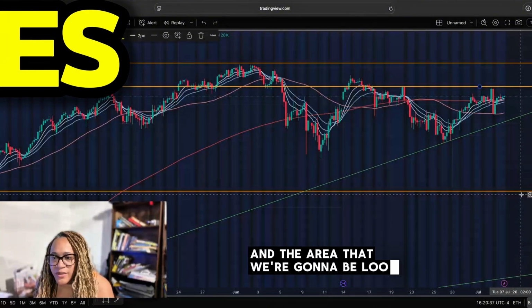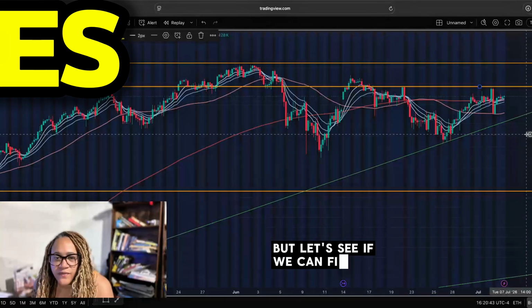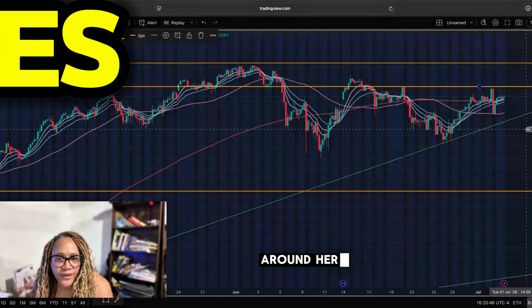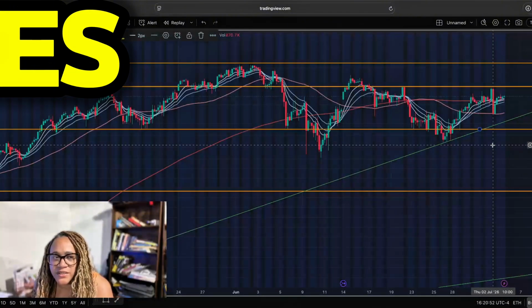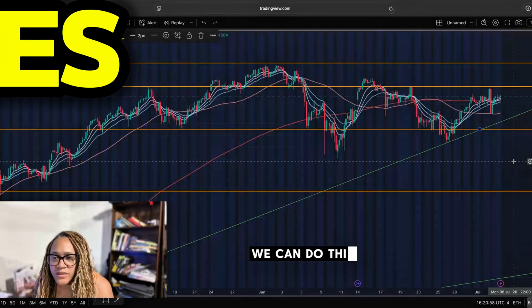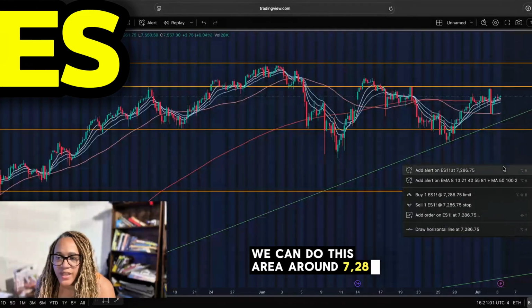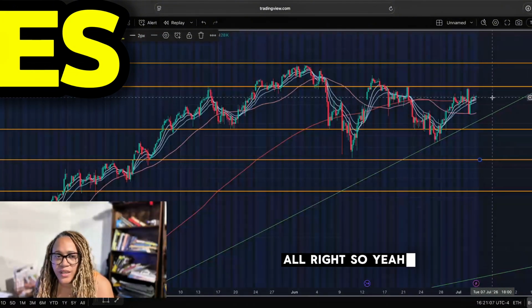The area that we're going to be looking at, this is a big area down here at 7,158. But let's see if we can find another support area around here. Oh, that doesn't look too bad. We'll put one there, 7,415 or 7,420 area. Also, we can do this area around 7,280 as well. All right, so yeah, I think that looks good.